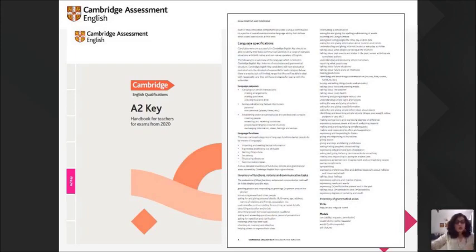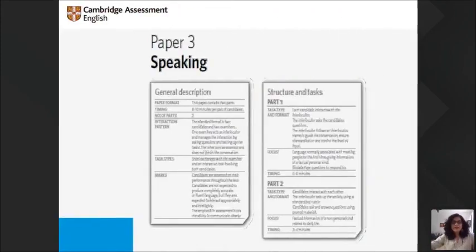So it will give you language specifications, language functions, and then all the grammatical areas, along with the structures, that the student needs to be familiar with, and the student needs to be able to comprehend and respond to and maybe use while writing, right? Now we'll have a close look at one of the test formats and test descriptions.